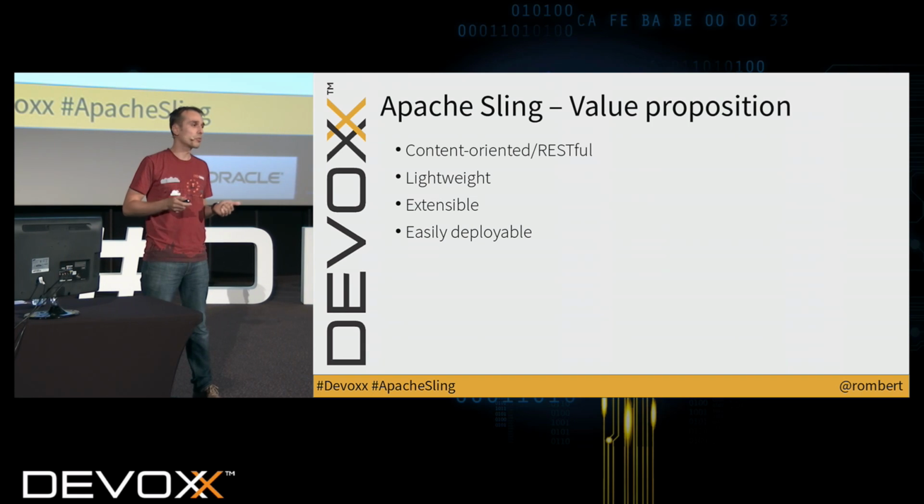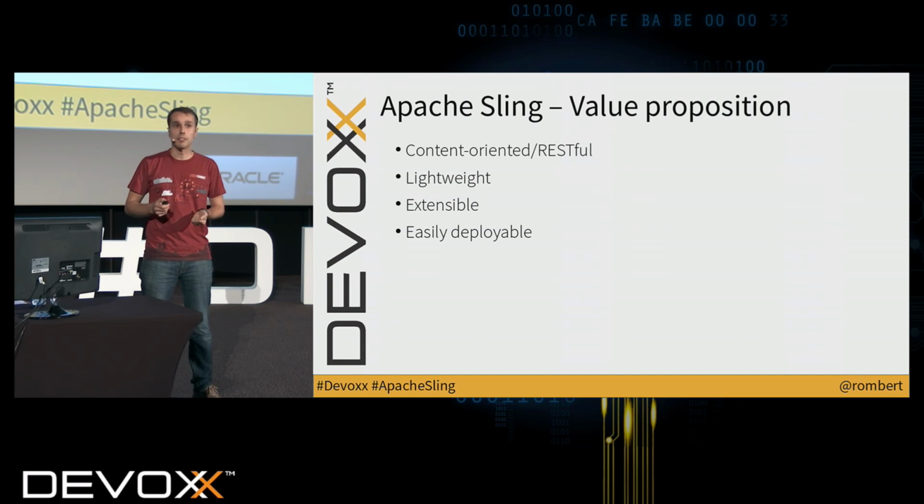First of all, it's content-oriented or RESTful, which means that we are already able to serve resources in a RESTful way by design. We offer a hierarchical view of our repository. We don't do SQL or NoSQL as a persistence layer. It's a low-level detail, but we are able to expose everything in a RESTful format by default, and I'll show you immediately what that means.